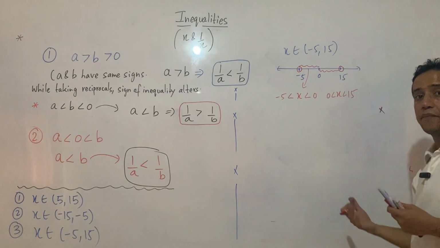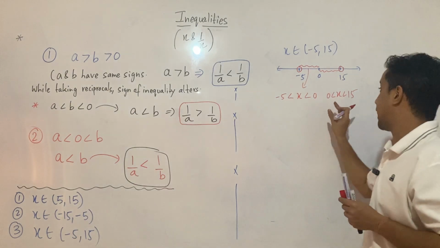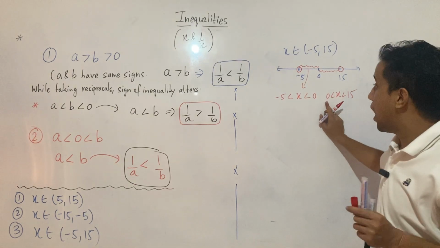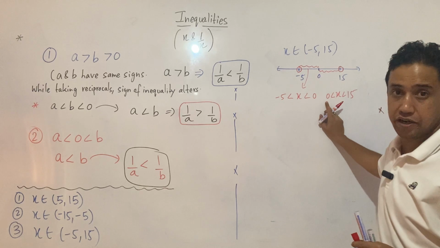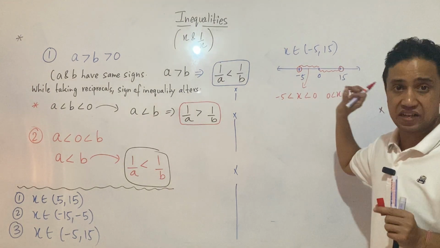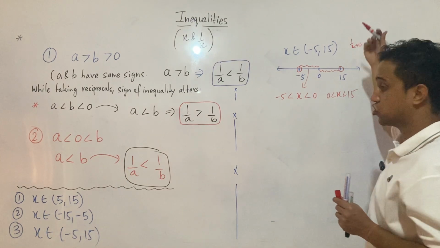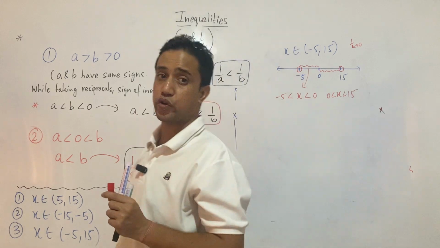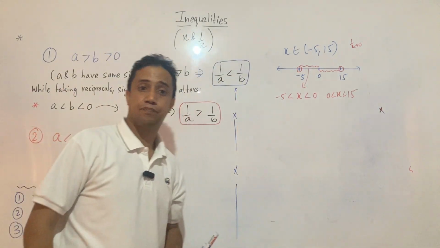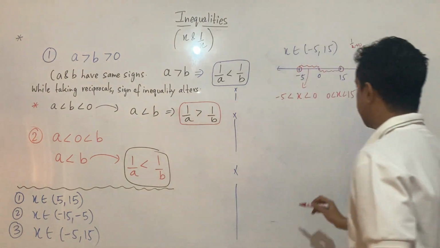Now here you can ask me why I did not include 0. I cannot take 0 here because 1 over x is not defined for x equal to 0. If you do 1 by x and x is 0, then it's not defined, right? So here I cannot include 0. Okay, so now what would happen in this region?